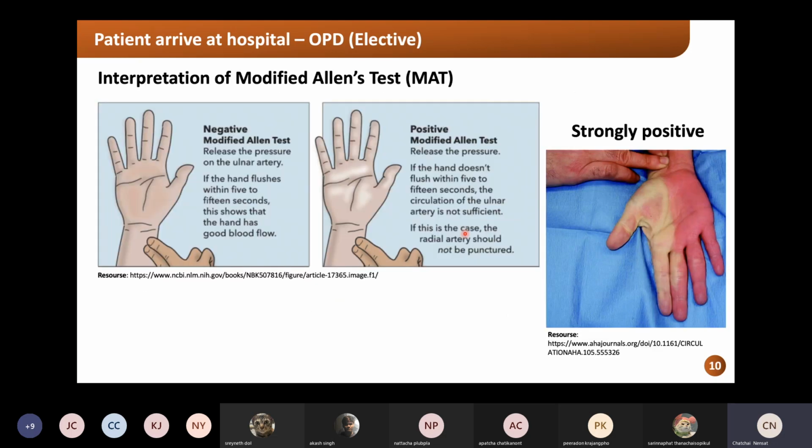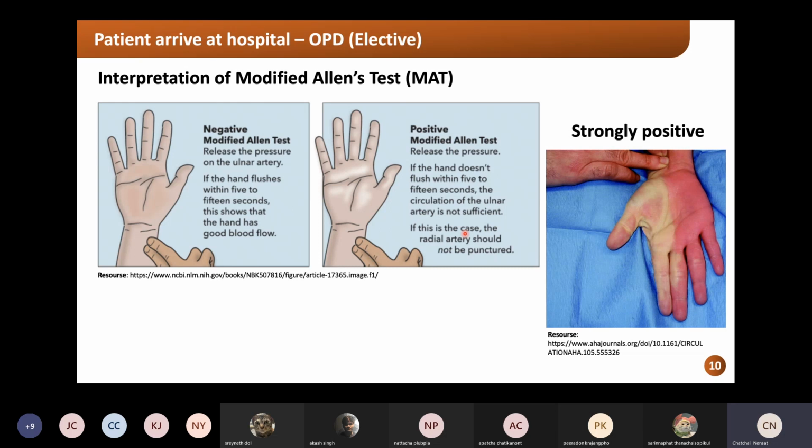After that, when you release your finger compressing the ulnar artery, you will see the palm of the patient turn red within 5 to 15 seconds. This shows that the collateral circulation between the ulnar artery and radial artery is good. So we interpret this as a negative modified Allen test. There is no problem with the collateral circulation.